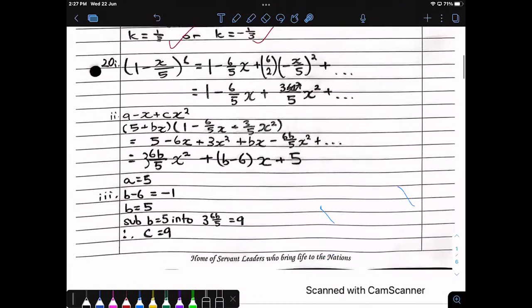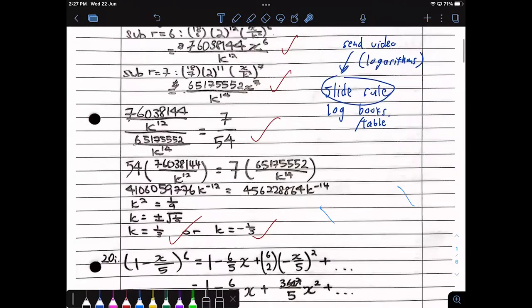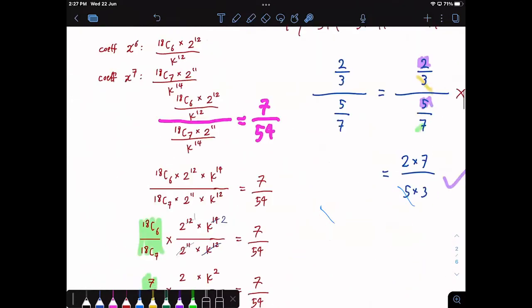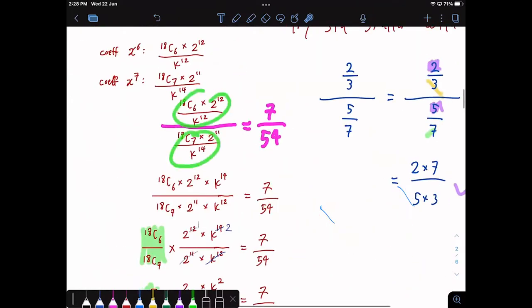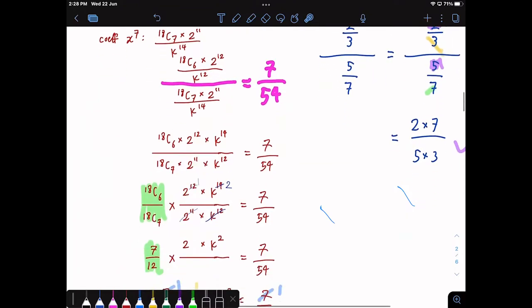Question 19. So in question 19, we got the coefficient of x power 6 and the coefficient of x power 7. So simplify into this form. Then you can just divide them and you get 7 over 54. Right? So what happens next? Got a fraction over a fraction again. Bottom goes on top, bottom goes below. Then you simplify it to this form. Is this okay? Okay, then what happens when you got 2 power 12 divided by 2 power 11? Cancel off, you're just left with a single 2, right?